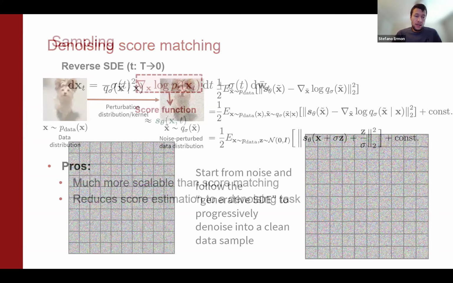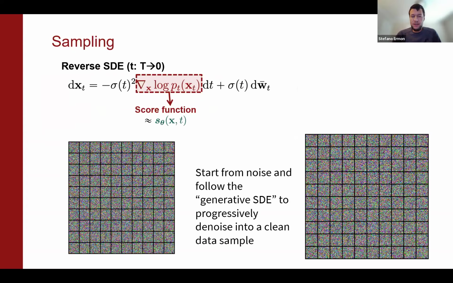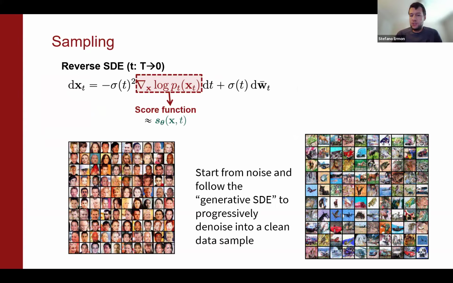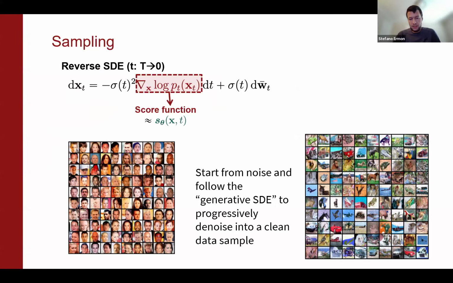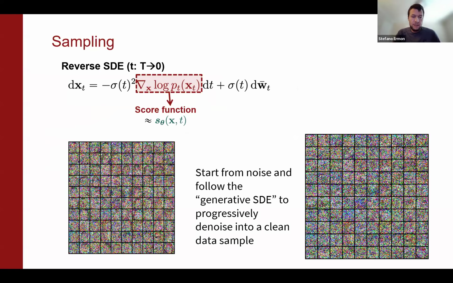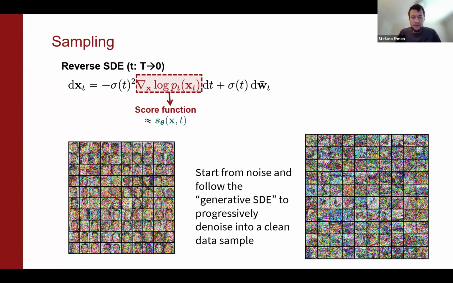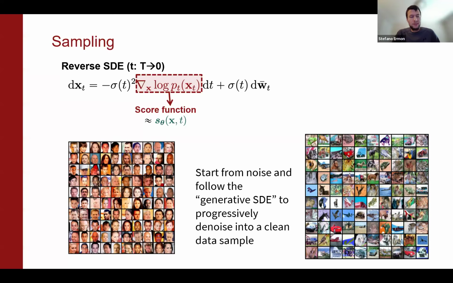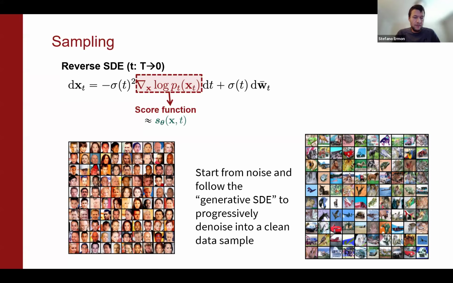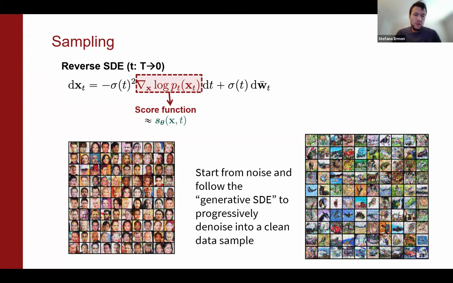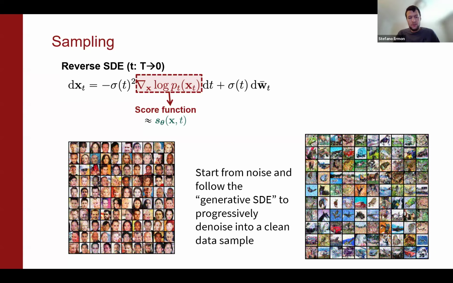Now, if you can do this, then you can just take that reverse SDE, replace the true score function with the estimated score function, and you get a generative model. You can start from noise, and you can follow the directions that are given to you by the score function over time. And you can see that it's progressively denoising a pure noise vector into a clean sample. You can see here an animation showing the process where you start from pure noise, then you slowly get to clean samples. These are two models trained on CIFAR-10.